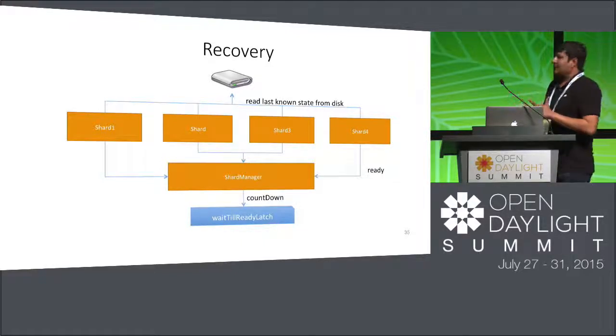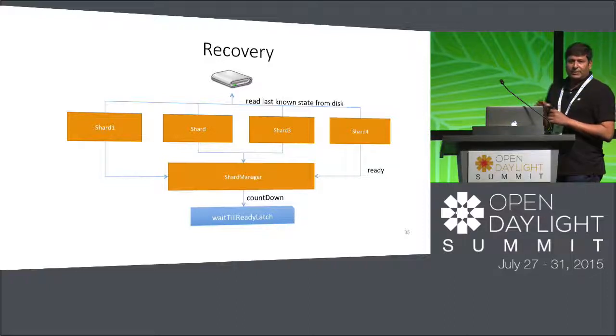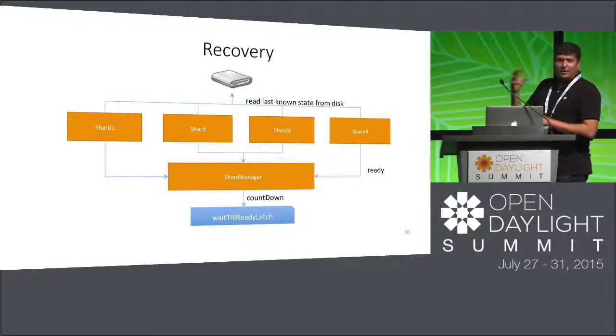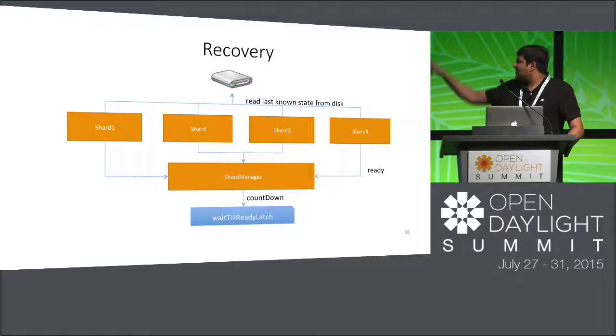Now, when the shards are created, the first thing they do is recover from disk. This is only if they are persistent shards, as in the config data store. First, it will read its state from the disk. It will construct the tree, and once it has constructed the tree, it will set its behavior. It'll say I'm a follower now, and I'm ready for communication. Then the process of election happens, and the leader is chosen. But the first thing that needs to happen is recovery from disk, which happens either from the snapshot or snapshot plus journal. Once the leader is found, the countdown on the wait till ready latch happens, and we move forward.